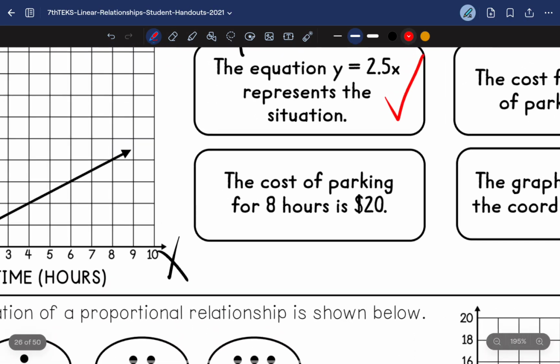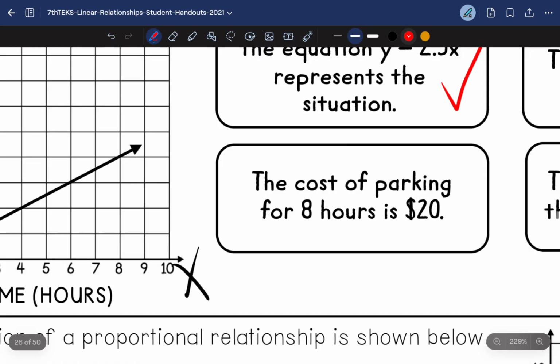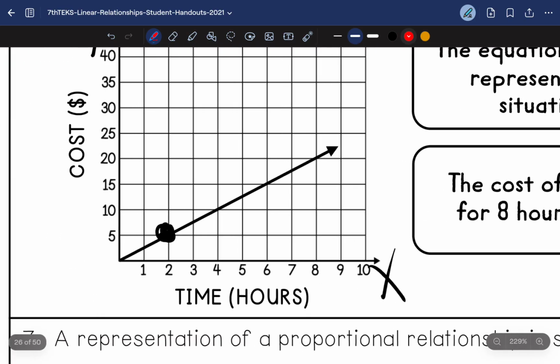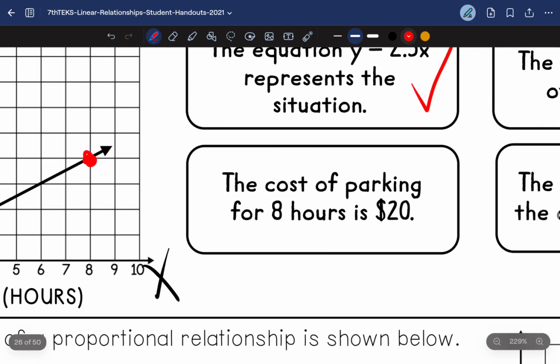I'm going to look at this statement down below. It says the cost of parking for 8 hours is $20. So I'm going to go look at the graph. I'm going to go to 8 hours, and I'm going to go up, and I see that it crosses at $20. So that is a true statement.